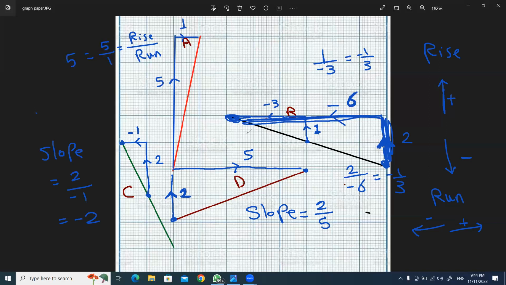As you see here, we have positive slopes, we have negative slopes. Look at the red line, it's positive. And this line here, the brown line, it's positive. And we have here the black line and the green line, both of them are negative. So here it's negative slope and here it's negative slope.